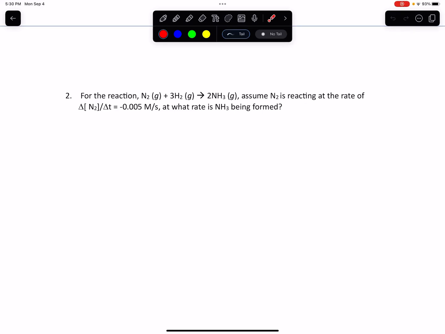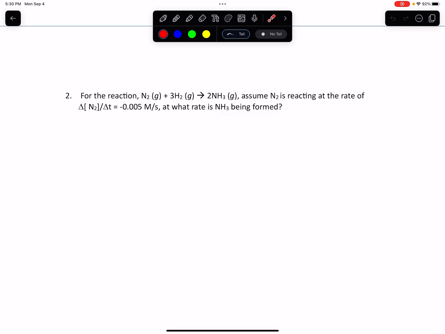Hi. So in this problem, we're going to take a look at this reaction: N2 plus 3H2 gives 2NH3. What's given to us is that nitrogen is reacting at the rate of this. And what's asked of us is what rate is NH3 being formed?